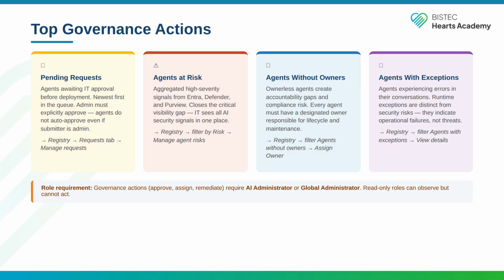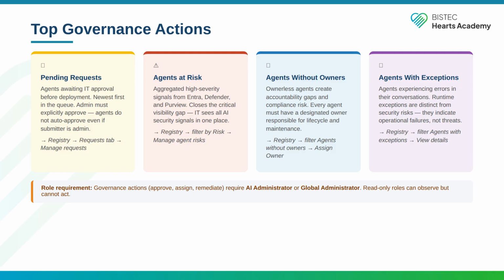You reach it at Registry, then Requests tab, then Manage Requests. This is where you apply policy templates, assign ownership, and either approve or reject the deployment. Agents at Risk aggregates high-severity signals from Entra, Purview, and Defender into a single view. This is the critical visibility gap that Agent 365 closes. Previously, an IT admin would need to check 3 separate security portals to see agent-related alerts. Now they surface in one place.